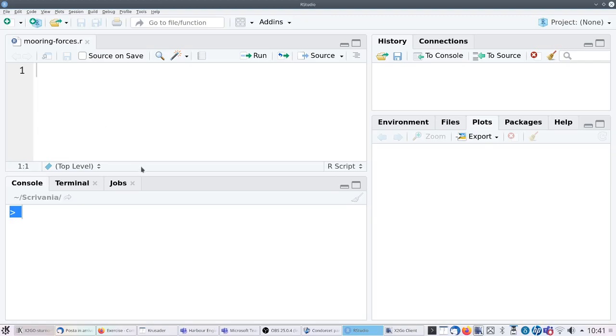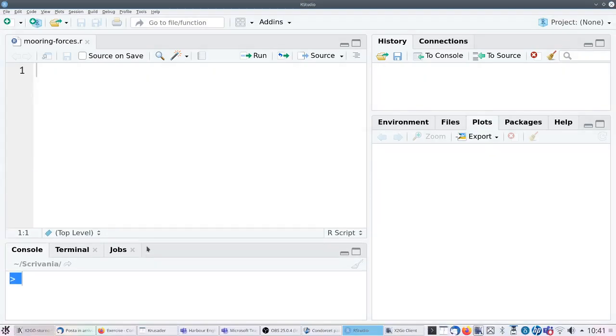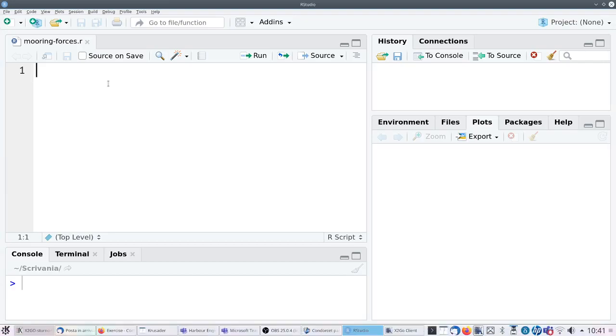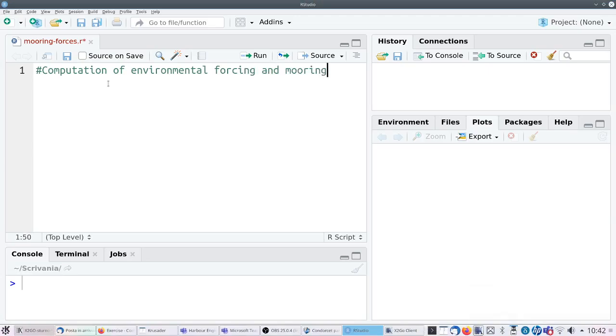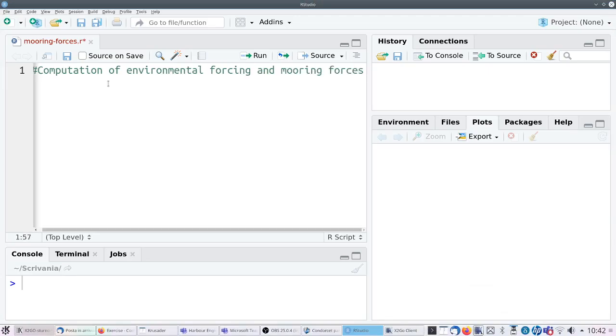Okay, now let's go to the script file here and let's start, and let me put a comment with the title: computation of environmental forcing and mooring forces.